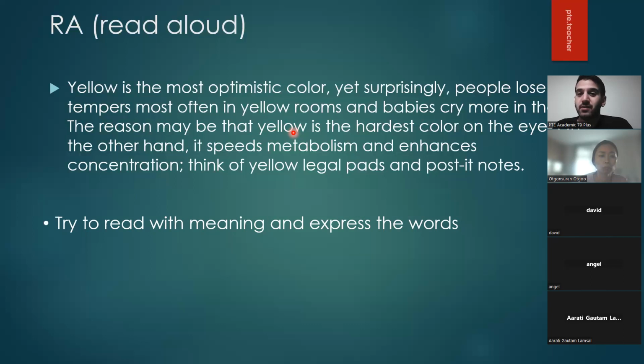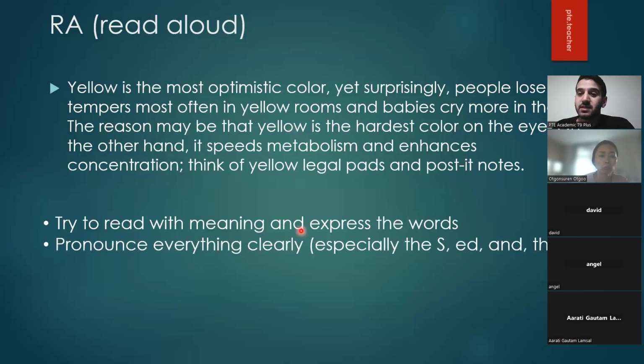So if you know the meaning in that first 35, 40 seconds, which you have as preparation time, try to read it for yourself to see what it is, the whole concept, the whole meaning of it, not each individual word. For example, once I know the meaning, it will help me with my intonation. Yellow is the most optimistic color, yet surprisingly, people lose their tempers most often in yellow rooms and babies cry more in them.